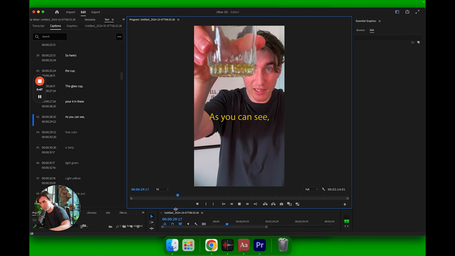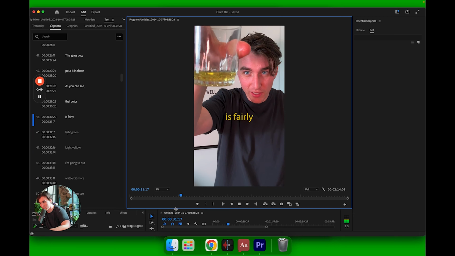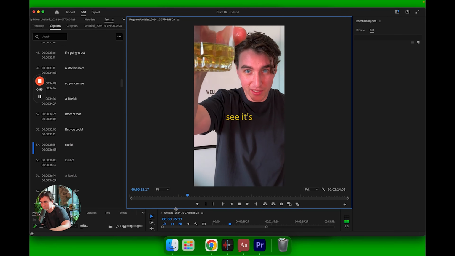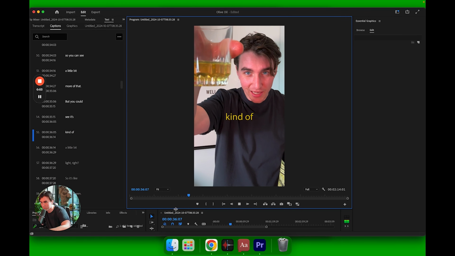And as you can see, that color is fairly light green, light yellow. I'm gonna pour a little bit more so you can see a little bit more of that. But you can see it's kind of a little bit light, right? So it's like a light green. And the reason it is this light green color is because it is oxidized, which means its flavor and nutrients have completely diminished.